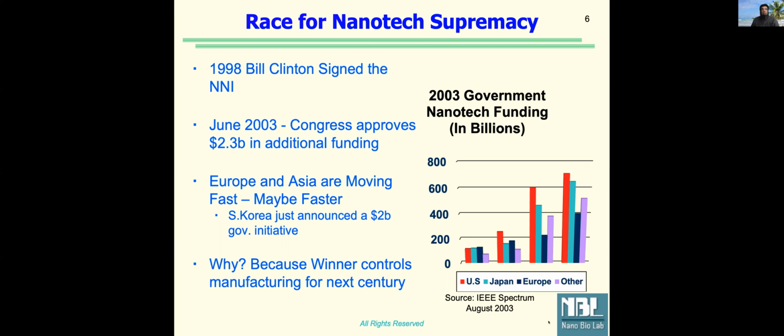But historically, we were way behind other countries. If you look at this view graph on the right-hand side, red is US. Japan, Europe, and other countries have been investing significantly in nanotechnology as well. We were moving fast, but the other countries were moving much faster. For example, South Korea announced a 2 billion government initiative in 2003 as well. The simple reason was that whoever would control nano manufacturing would control the next century.